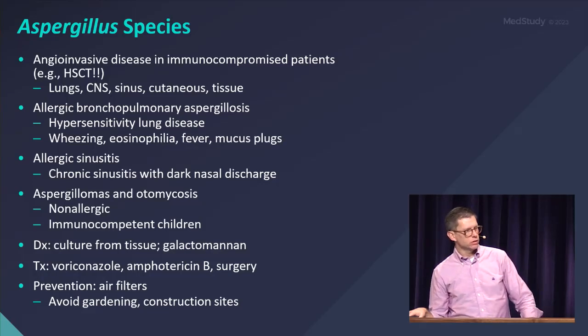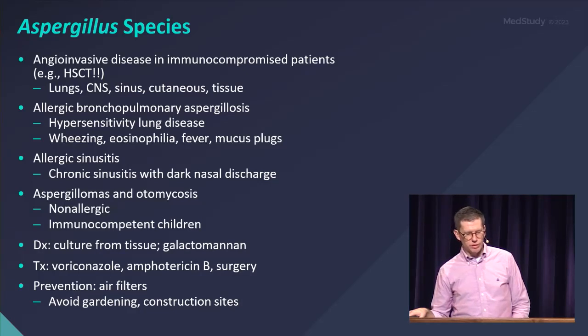Diagnosis is culture. Sometimes we can do serum testing for the galactomannan, and that can be positive for us. Treatment of choice is usually voriconazole. Occasionally we can use amphotericin B, and then surgery if needed for more invasive disease.